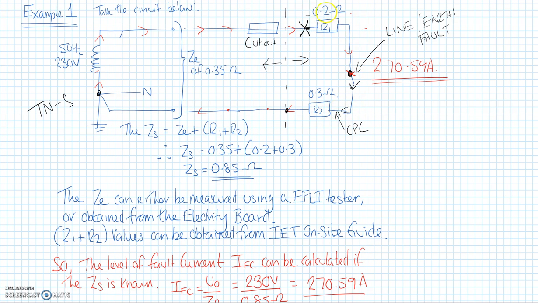So if we double this cable size, in other words if we increase the cross-sectional area, then we could say that we would halve this resistance, so 0.1, 0.15. If we halve the resistance here, then we're going to reduce the impedance.